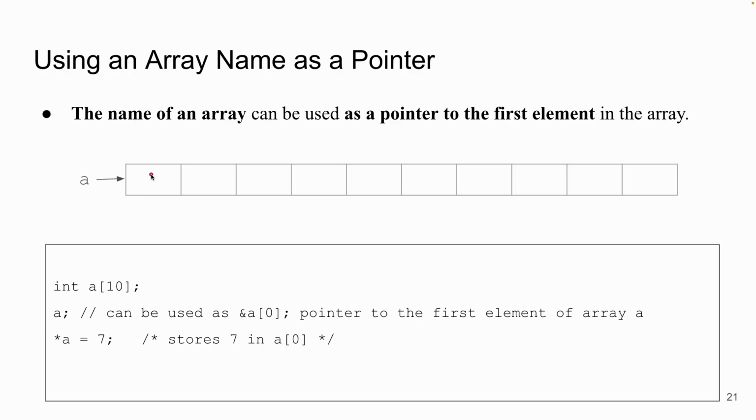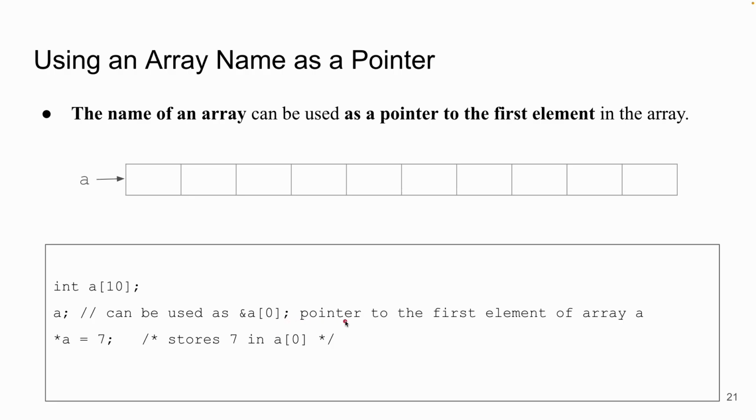I know it's pretty confusing here. So the first element is A0. For example, if we have an integer array A with a length of 10, and we just write down A, the name of the array itself, actually the name of the array itself, A, is treated as a pointer pointing to A0. So what it means is that the value of the array name is the address of A0, okay?